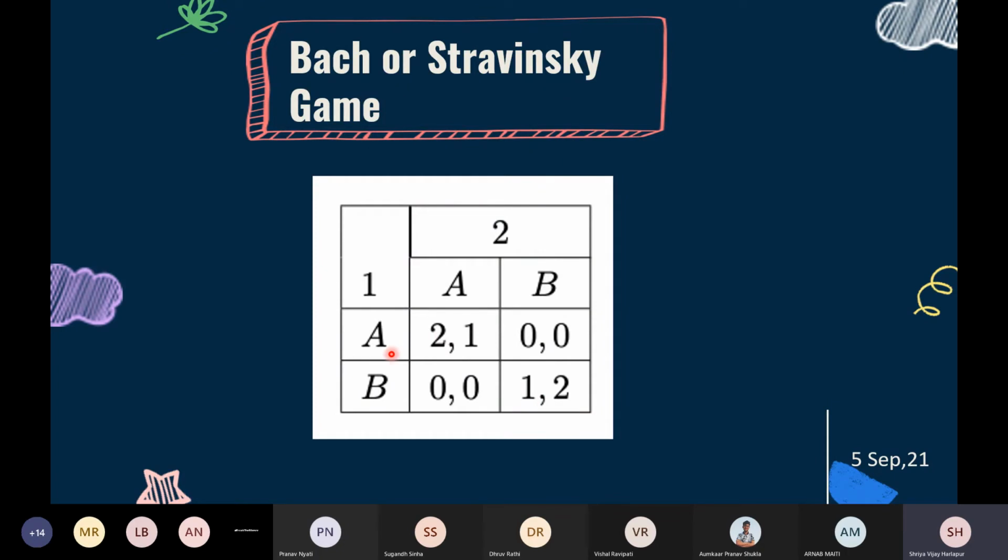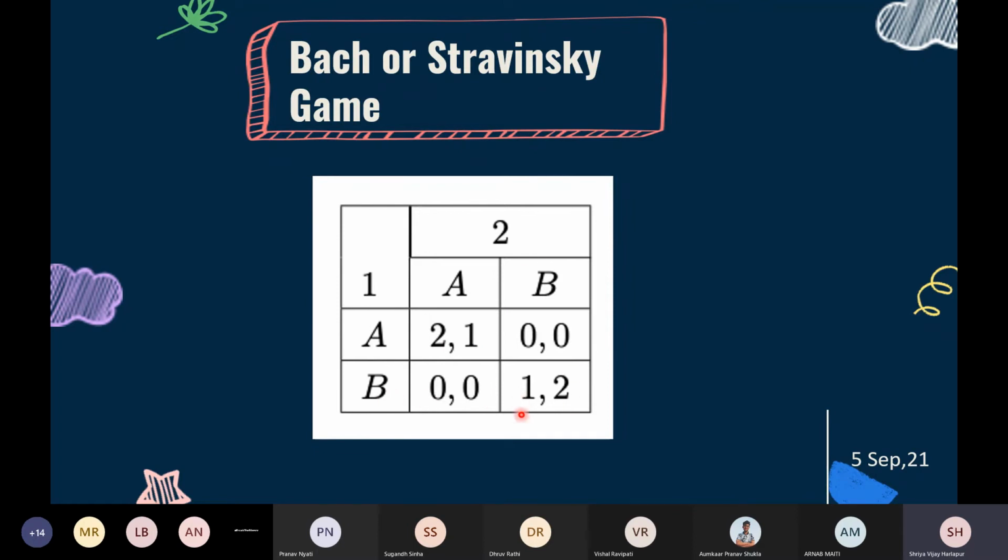So in this case, you can see that if both of them pick activity A, then player 1 derives utility of 2 and player 2 derives utility of only 1. Because here player 1 is getting to do the activity they like and they're spending time with player 2. So you get 2 utility. And player 2 here is doing an activity they may not like as much, but they're still getting to spend time with player 1, and so they get a utility of 1.